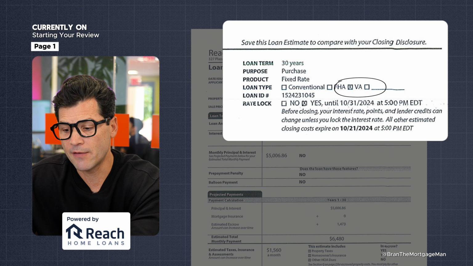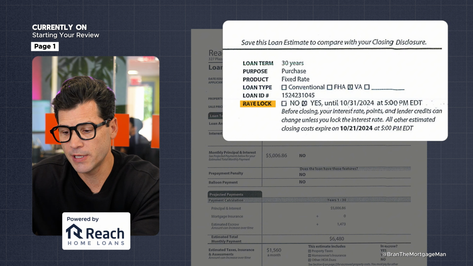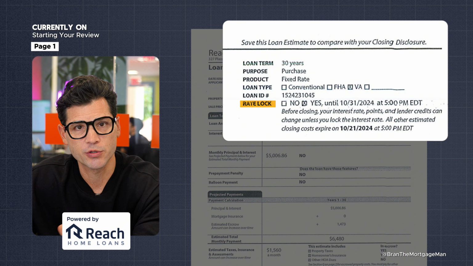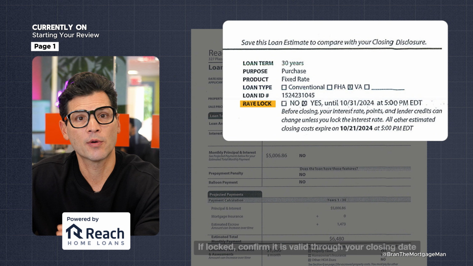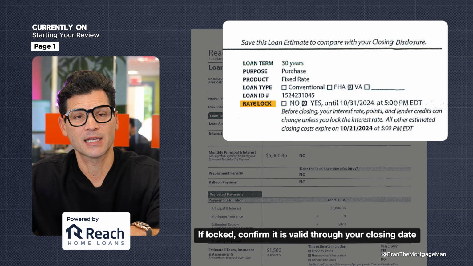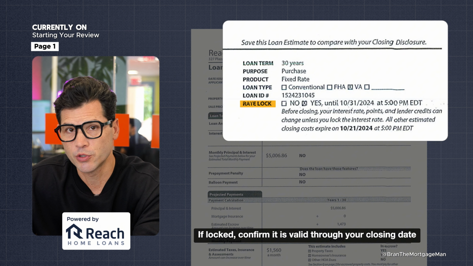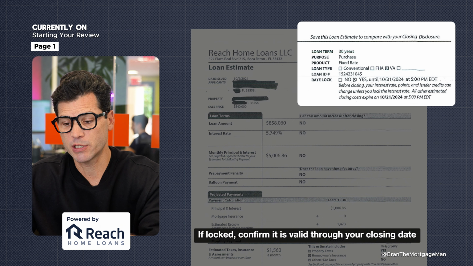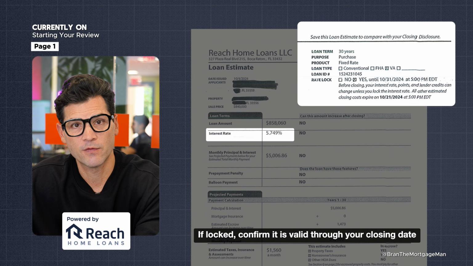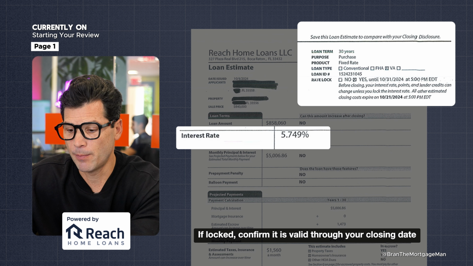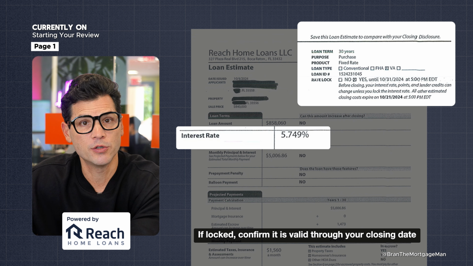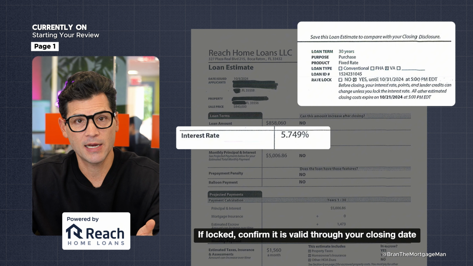Below that, you're going to have rate lock, either no or yes. So what does it mean to lock an interest rate? First off, that's important to know. Your interest rate being locked means that the lender has essentially held that interest rate for you up until your closing date. So let's just say you were expecting, in this case, a 5.749% interest rate. If the box next to rate lock is marked no, well, you're not guaranteed that interest rate.